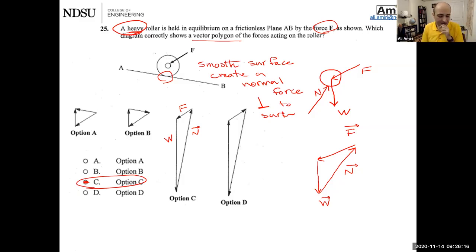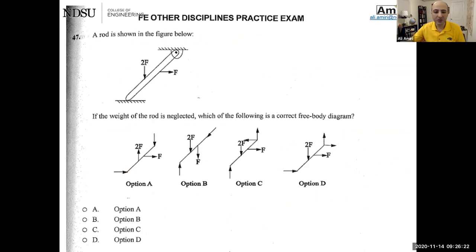All right. Let's look at another free body diagram, one which has a support on it. Okay. A rod is shown in the figure below. If the weight of the rod is neglected, which of the following is a correct free body diagram? All right. Before looking at the figure and getting confused, let's just do the 3 steps of the process. Step 1 is isolate. We want to draw the free body diagram of the rod, so let's just draw the rod. Step 1 done.